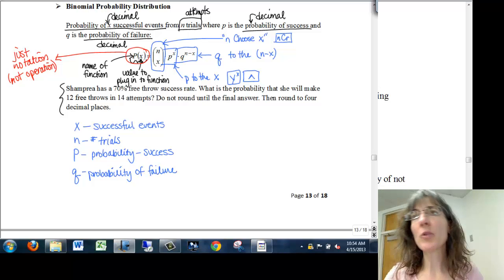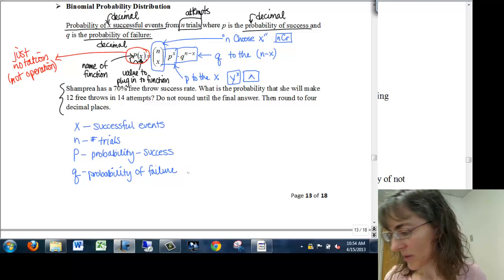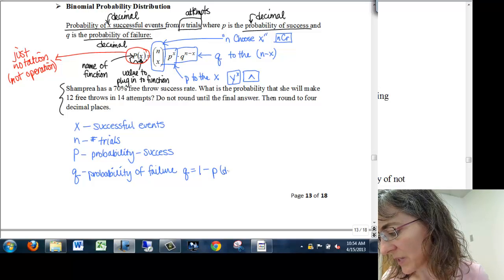Were we given the probability of failure for Shampria? You have to find it yourself. And how do you find it yourself? 1 minus the decimal 14%. Q equals 1 minus P, which has to be in decimal.